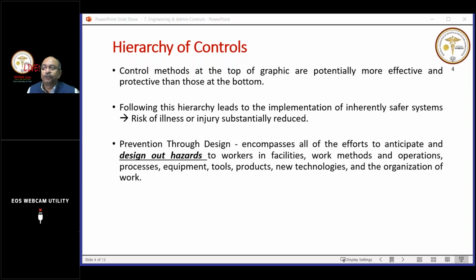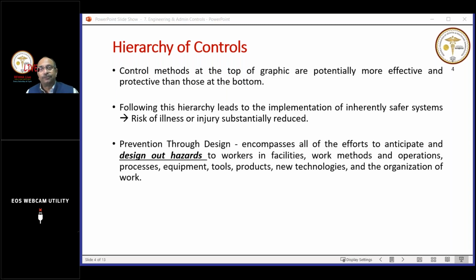For example, let us say in the hospital lab, if you have encountered that the door opens both ways, and therefore there are multiple accidents, people getting hit by a door opened from the other side. You can have a door which either opens only in one direction or it slides. So these accidents will get prevented. I mean, this is a very simple example. You can have many other things.